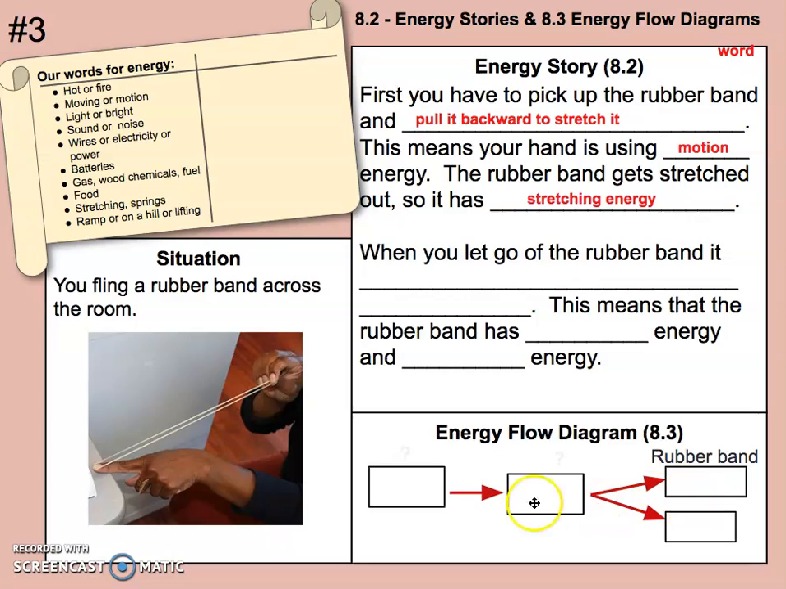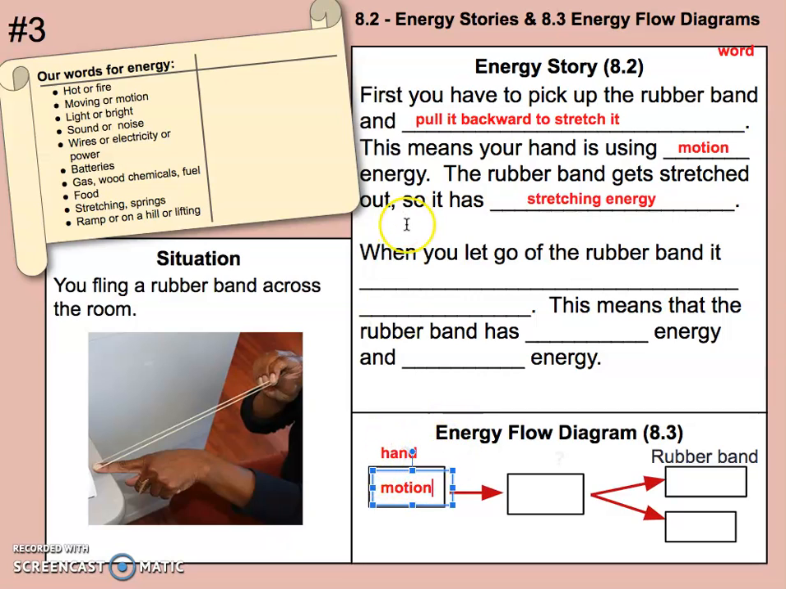So this one has got a lot going on in our energy flow diagram. There's a lot of types of energy, and there's some blanks on top. So I'm going to copy this, and I'm going to get us started. So to start out, first you have to pick up the rubber band and pull it backwards to stretch it. This means your hand is using motion energy. So that means the first object is going to be my hand. And what type of energy was my hand using? Oh, it says motion energy. So see how I'm using the energy story to help me guide making my energy flow diagram.